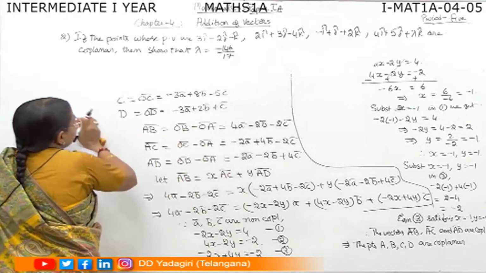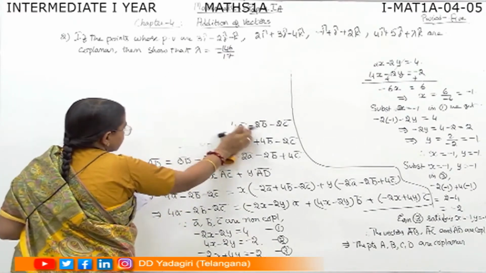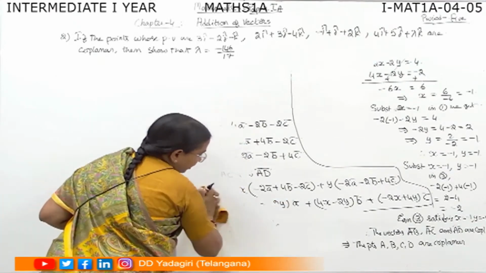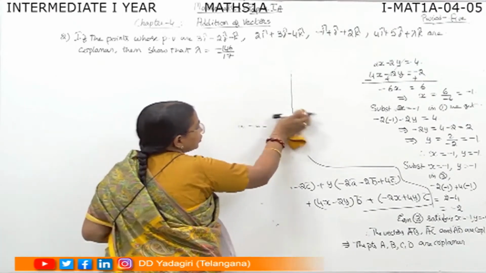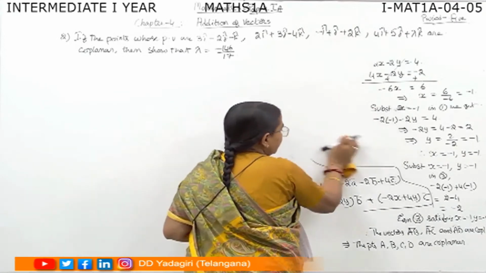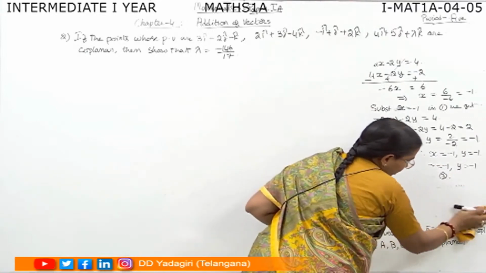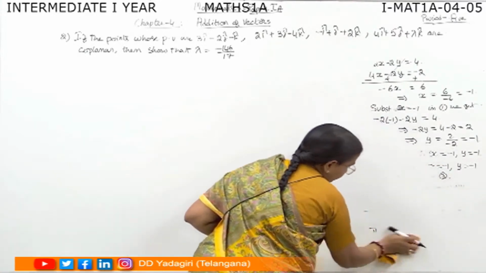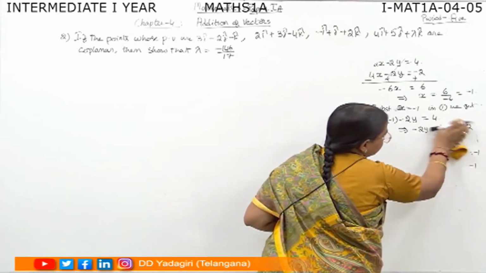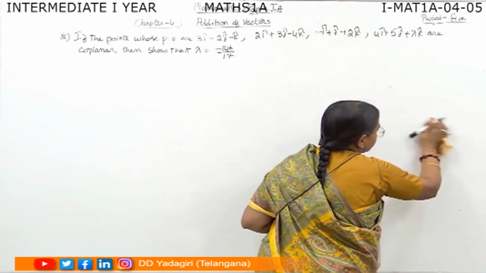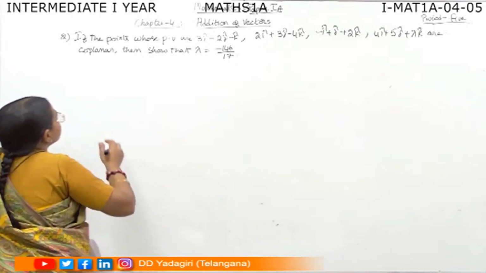This is the problem. So again the procedure is the same. You will convert them to 3 vectors, and again you will solve 2 equations in the same manner, and then substitute in the third equation which contains lambda, and then find out lambda. That is the procedure. So the method is almost the same. You will solve 2 equations, substitute in the third equation to find lambda.